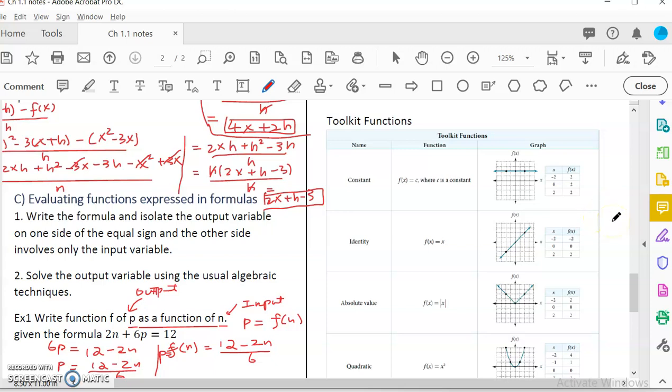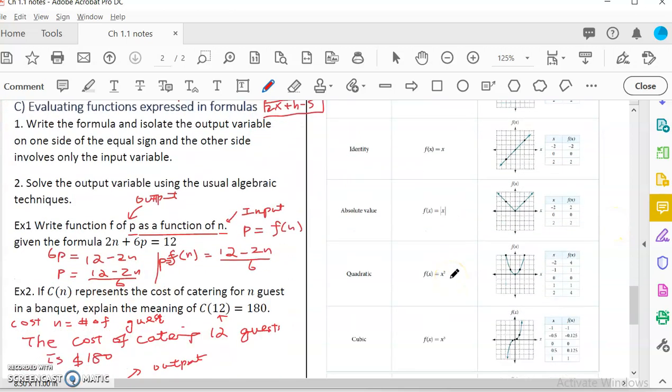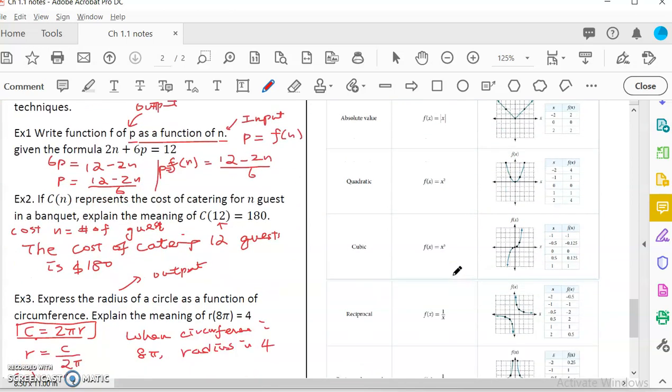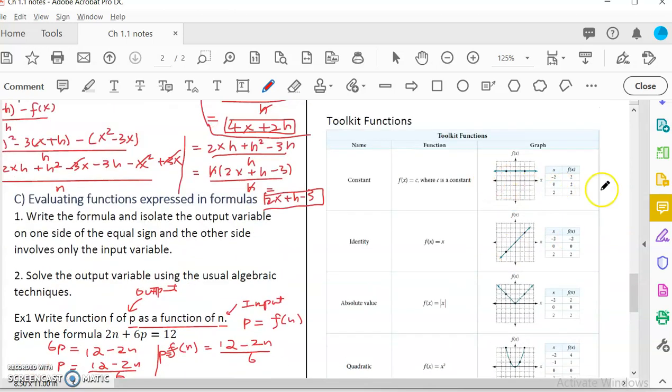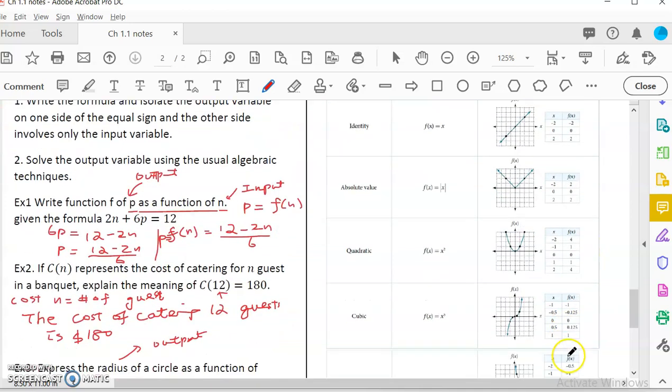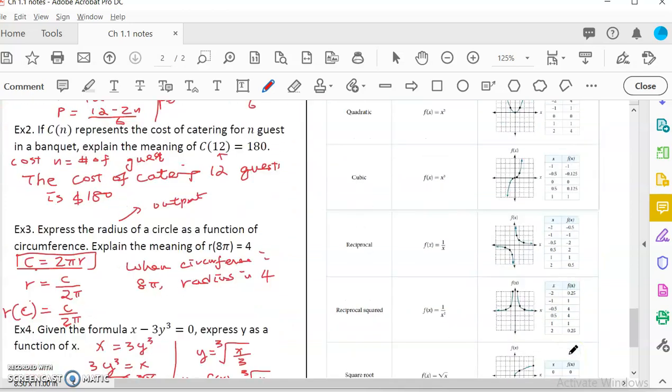So for functions, which primarily are formulas and relationships, these formulas are the basics that we can use to form other functions. So you need to know the name, you need to know the formula, and you need to know the graph. Okay, and we also have several key points that are important in the graph.